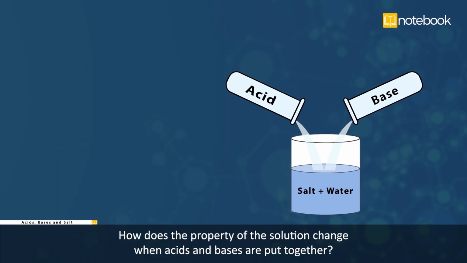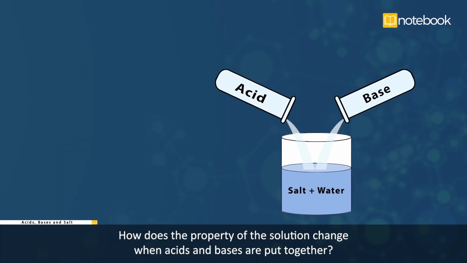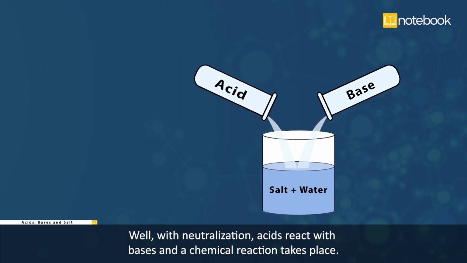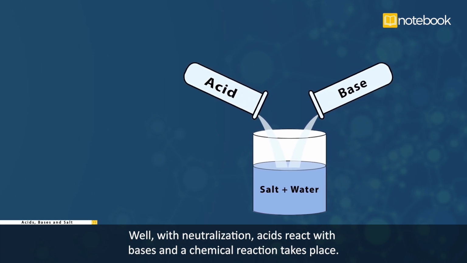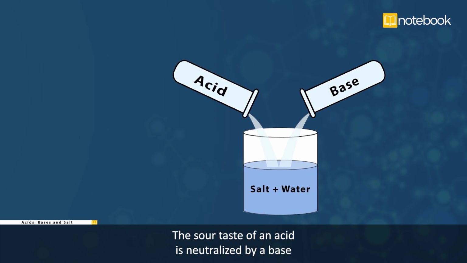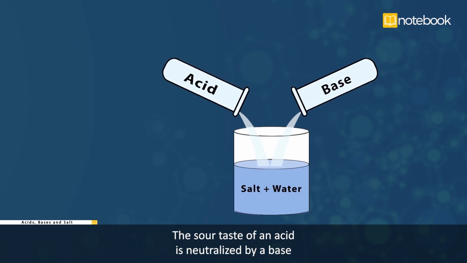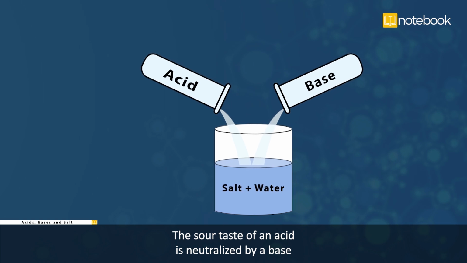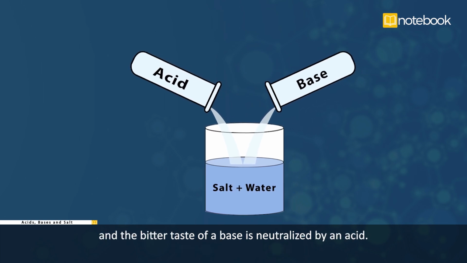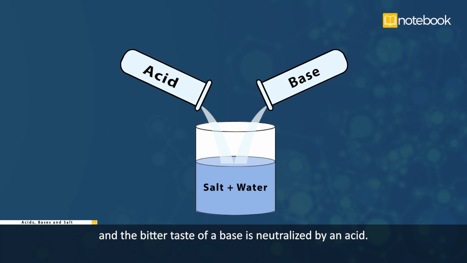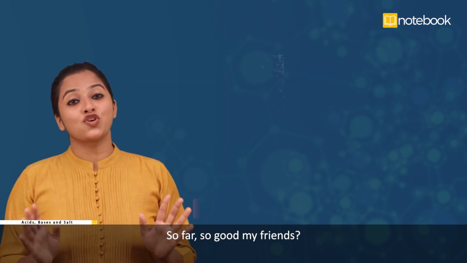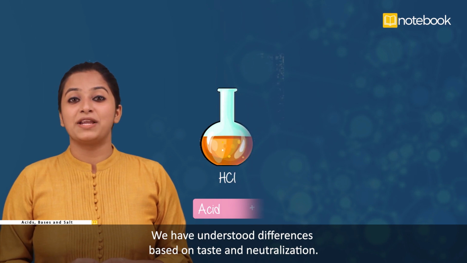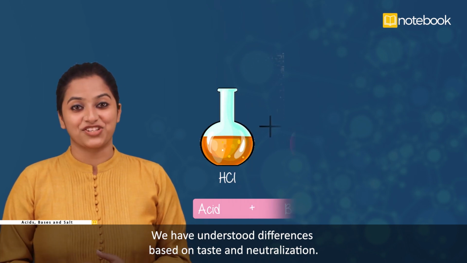How does the property of the solution change when acids and bases are put together? Well, with neutralization, acids react with bases and a chemical reaction takes place. The sour taste of an acid is neutralized by a base and the bitter taste of a base is neutralized by an acid. So far so good, my friends. We have understood differences based on taste and neutralization.